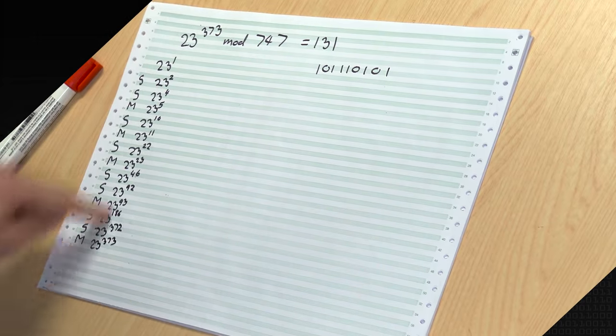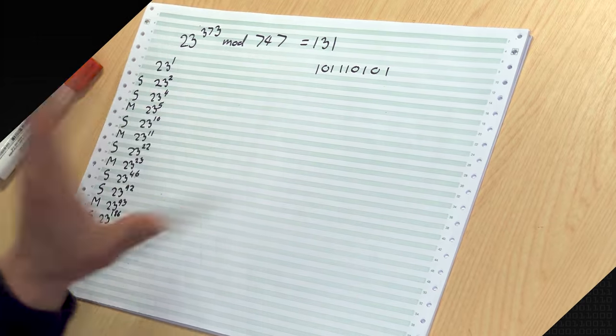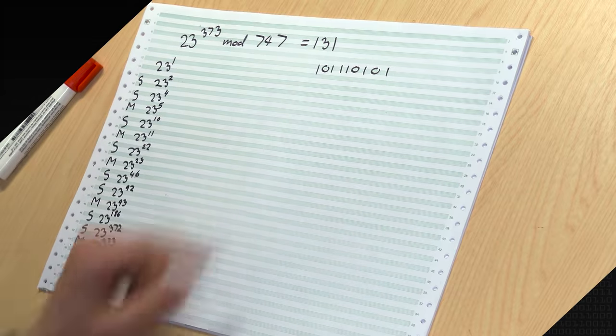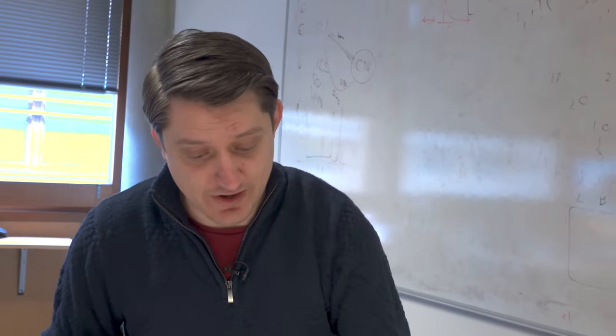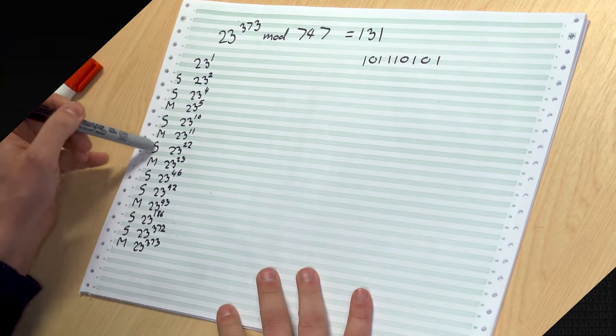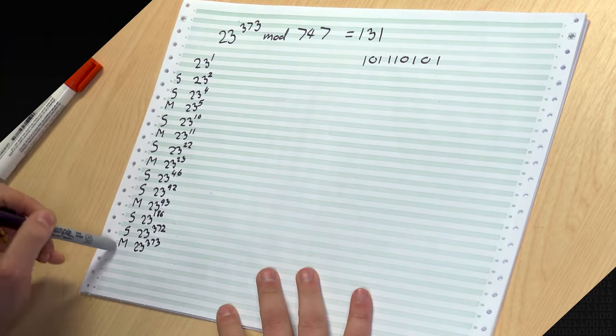So if you run through this on your calculator and calculate mod each time, you will hopefully, if you don't make a mistake, end up at 131. This is actually quite a lot of steps. Let's see how many steps we've got here. So we've got 1, 2, 3, 4, 5, 6, 7, 8, 9, 10, 11, 12, 13 steps.